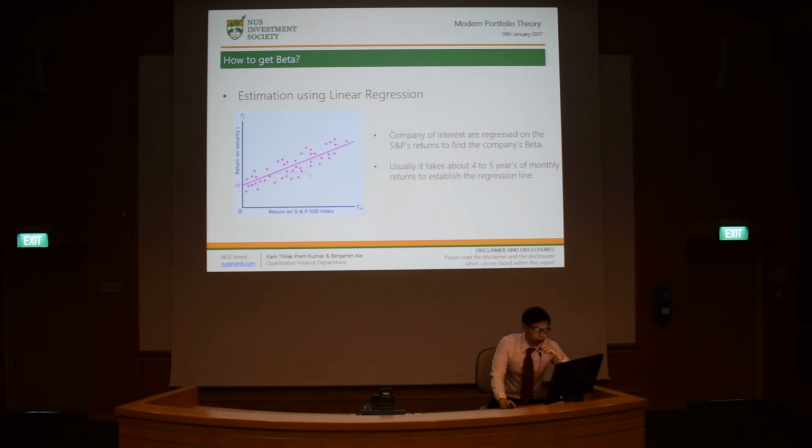So how do you get beta? Beta is estimated using linear regression. You have a company that you want to find out the beta of, and then you plot the returns of a standard stock. Usually they will use the S&P 500 index, and then against the returns of the S&P 500, you plot the returns of the company of interest, and then you'll get this line, and then you just try and find the straight line. So basically, you'll get the beta from this.